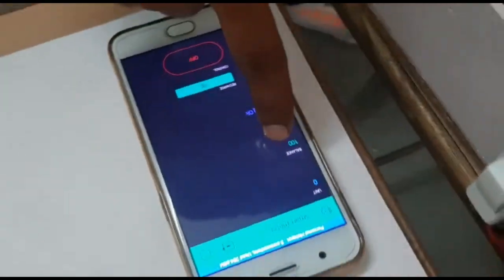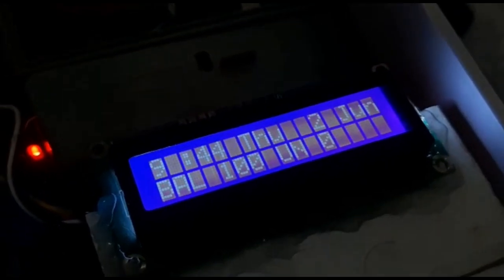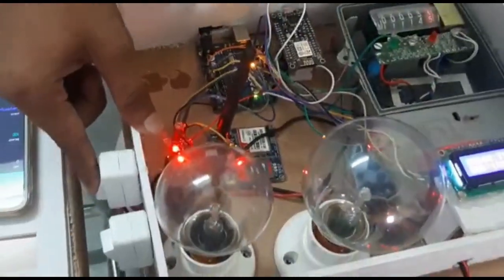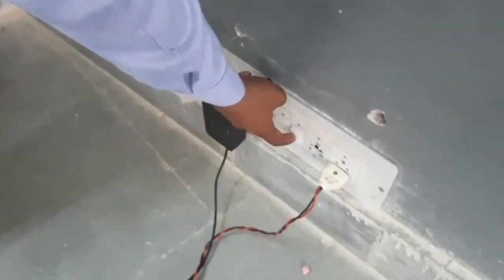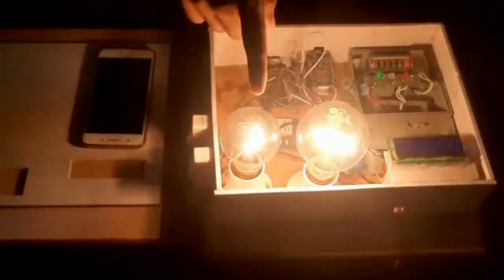This is showing the balance 100 rupees, and also the LCD display shows the balance 100 and units consumed 0. After this, we are powering on the load. After the connection, we are starting the power, and you can see there is a load and a tempering. Both are on.